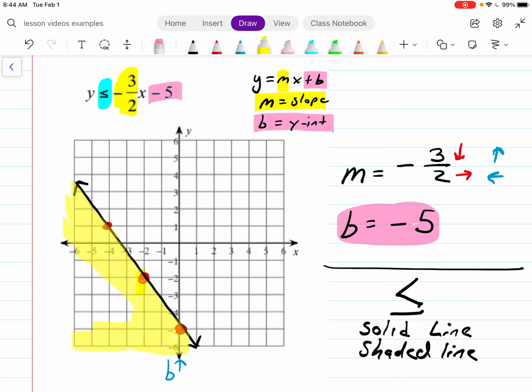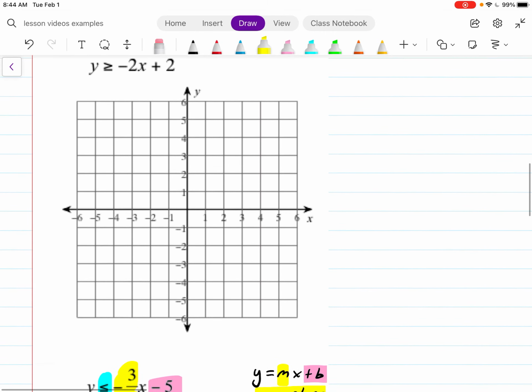And what the shaded area represents is every possible solution for the inequality of y is less than or equal to negative 3 over 2x minus 5. So this is an example of when you have a linear inequality that is less than or equal to. Let's go to our next example.